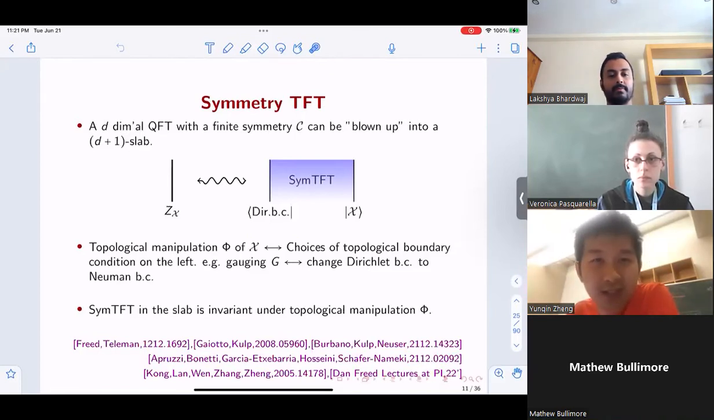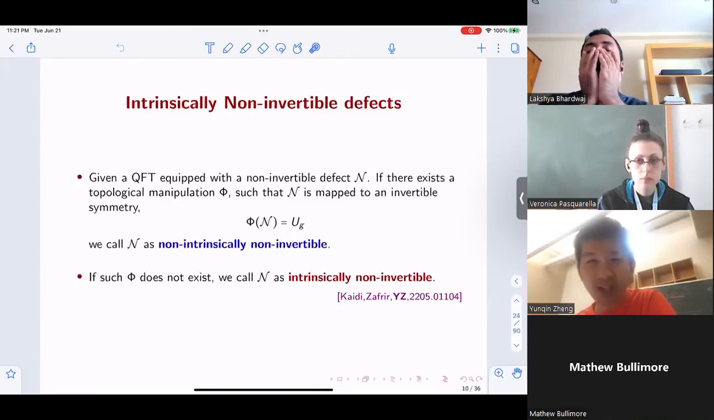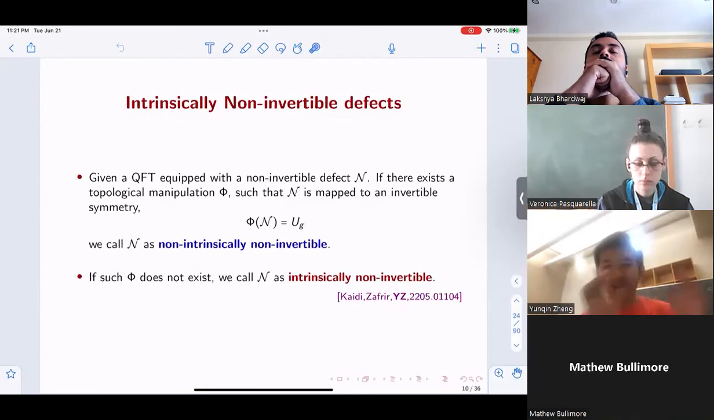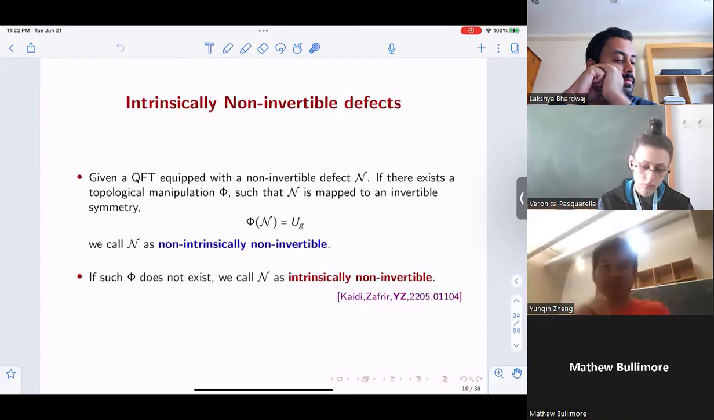Yeah, as Justin mentioned, it's true that, for example, as we know, gauging has an inverse operation, which is the ungauging, and stacking an SPT is also invertible by stacking the inverse of the invertible theory.